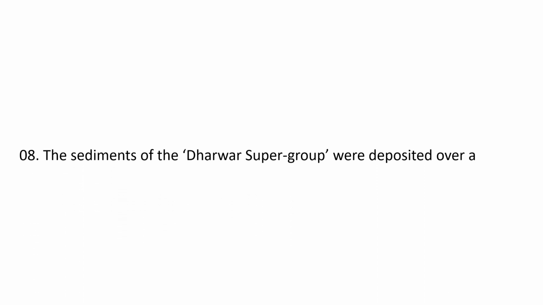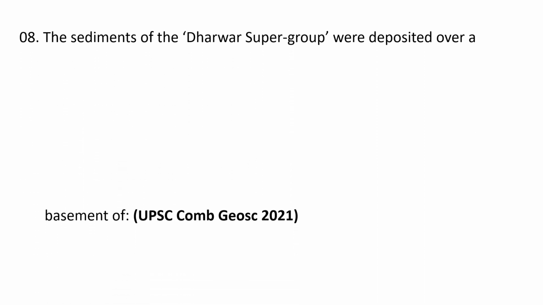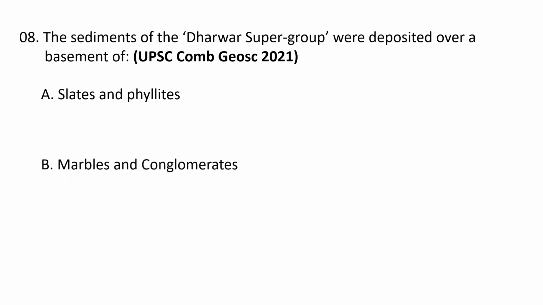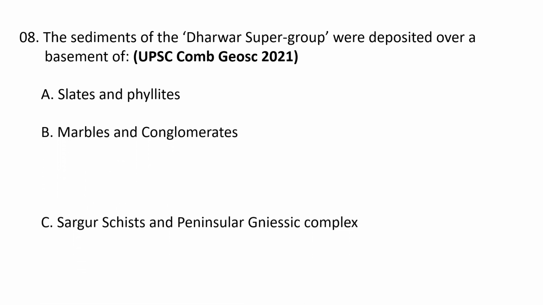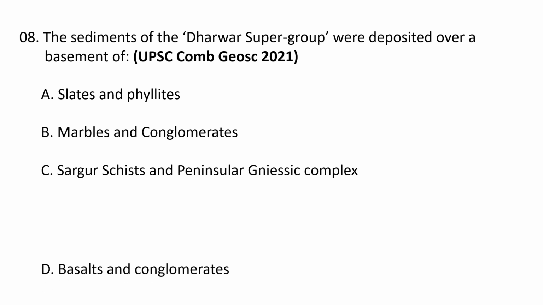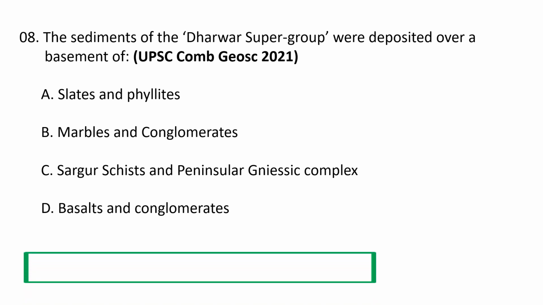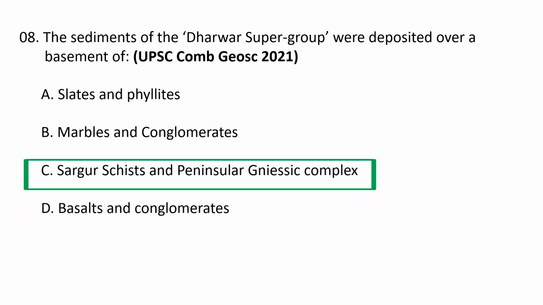Next question. The sediments of the Dharwar supergroup were deposited over a basement of A. Slates and phyllites, B. Marbles and conglomerates, C. Sargur schists and PGC, that is Peninsula Gneissic Complex, and D. Basalts and conglomerate. So the correct option is C: the sediments of the Dharwar supergroup were deposited over a basement of Sargur schists and PGC, Peninsula Gneissic Complex. These are the gneissic complex of metamorphics found all over the Indian Peninsula, on top of which the supracrustal Dharwar system has been laid down.